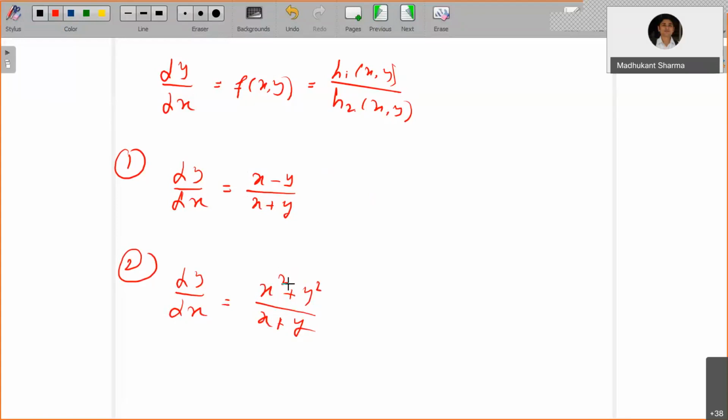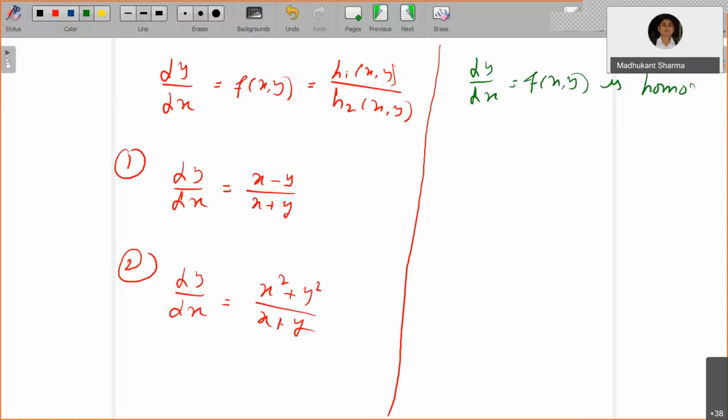Right. Now how to solve this type of equation? The method is, when you have dy by dx equals f of x comma y that is homogeneous, a homogeneous differential equation, then you will use the transformation y equals vx.